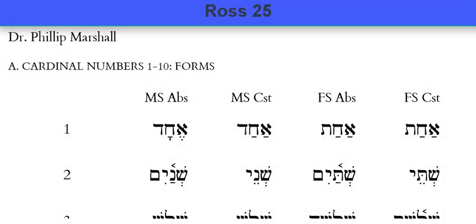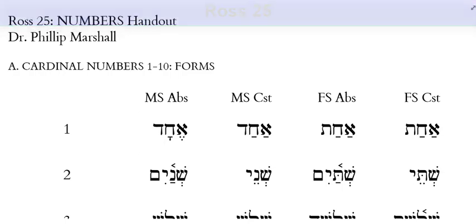All right, so let's go over numbers in Hebrew. Numbers, numbers, numbers. You'll now be able to read the book of Numbers once we're done with this chapter. All right, so we were talking about this the other day, but we'll go ahead and just review real quickly what we have going on here.